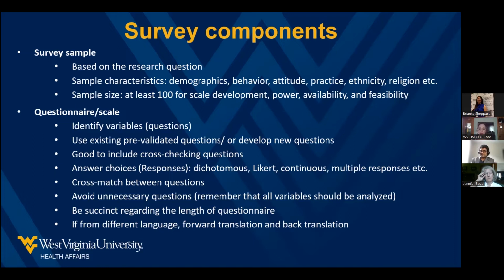Then the sample characteristics, which are the demographics, behavior, attitude, practice, ethnicity, religion, etc. What are the characteristics of the sample for your research question? If your research is on child health or maternal health, then your demographic, behavior, attitude, practice, and ethnicity aspects will depend on that. And please feel free to ask me questions. You can ask anytime or at the end, that's fine.